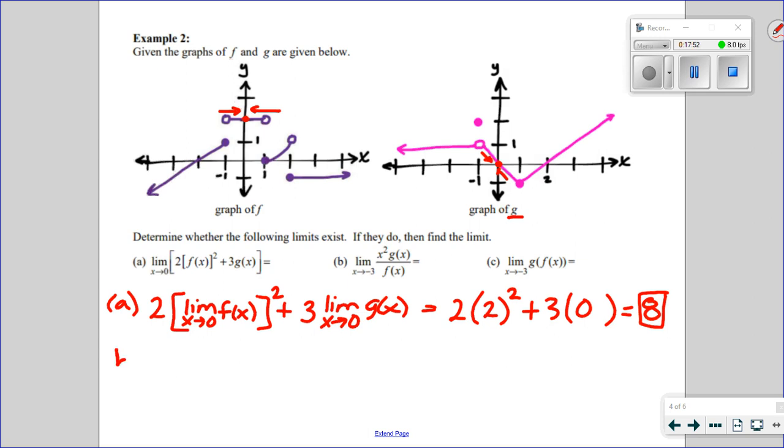Okay, let's look at part B. All right, so again, we're evaluating the limit as x approaches negative 3 of x squared times g of x, all divided by f of x. Now, x squared is a function, okay? So I am going to have to put that limit notation in front.